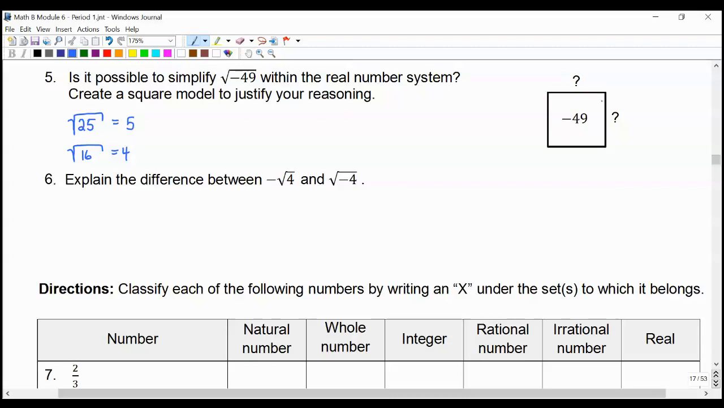So what could we apply for these sides to have this area? If we try positive, that doesn't equal negative. And if we try negative, it also equals a positive. And so we're kind of stuck in this paradox that we can't actually satisfy this. So it says, is it possible to simplify the square root of -49 within the real number system?